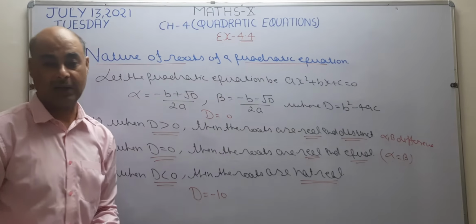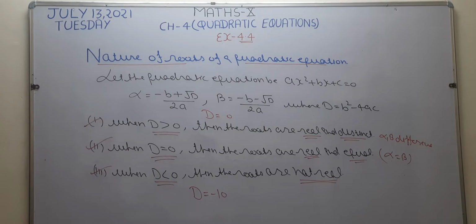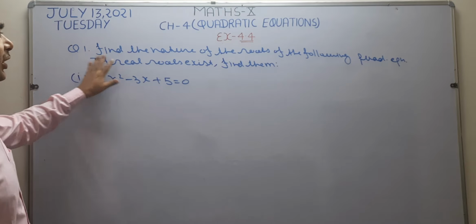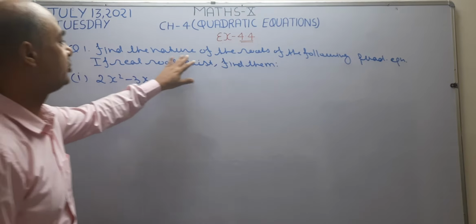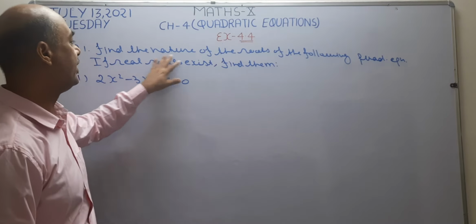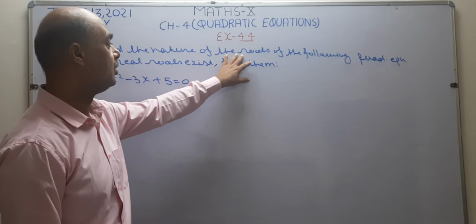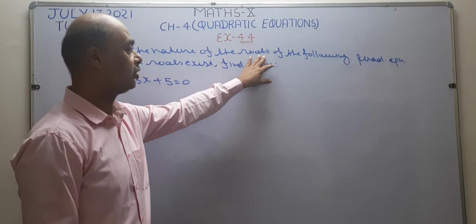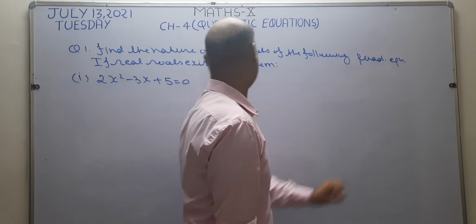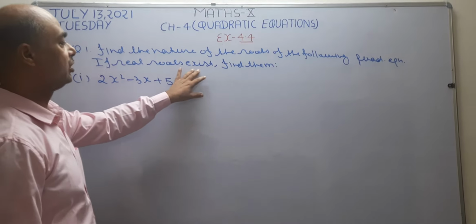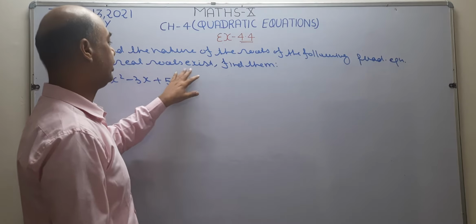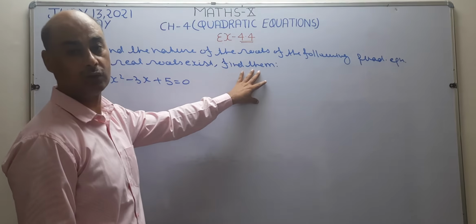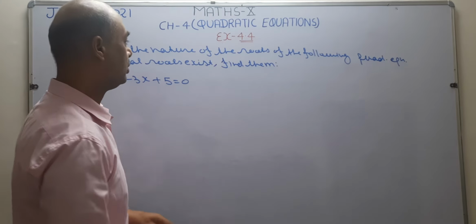Now I want to start exercise 4.4. I am going to solve question number 1. Read the statement first. Find the nature of the roots. First, which type of roots are there? Either they are real and distinct, real and equal, or not real, of the following quadratic equation. If real roots exist, then find them. If roots are real, then we have to find them. Otherwise, in the case of not real roots, we do not find the roots, because roots cannot exist.